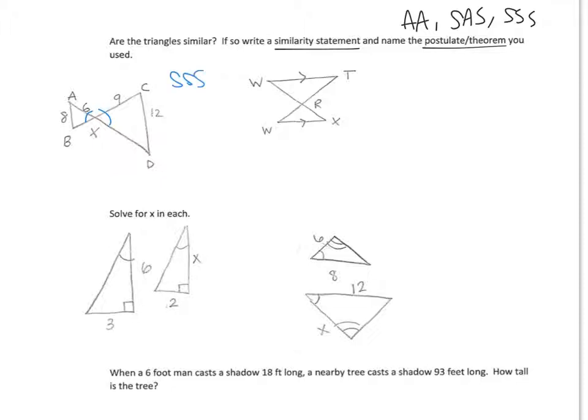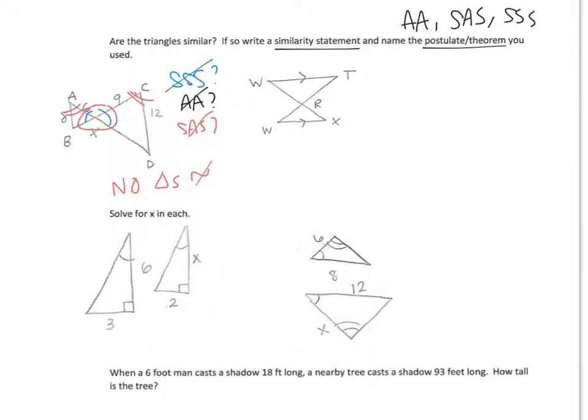So is it side, side, side? No, because I don't have 3 sides. I only have 2 sides on each triangle. Is it angle, angle? No, because I only have 1 set of angles that are congruent. Is it side, angle, side? No, because the angle is not in between the 2 sides. So no, these triangles are not similar.